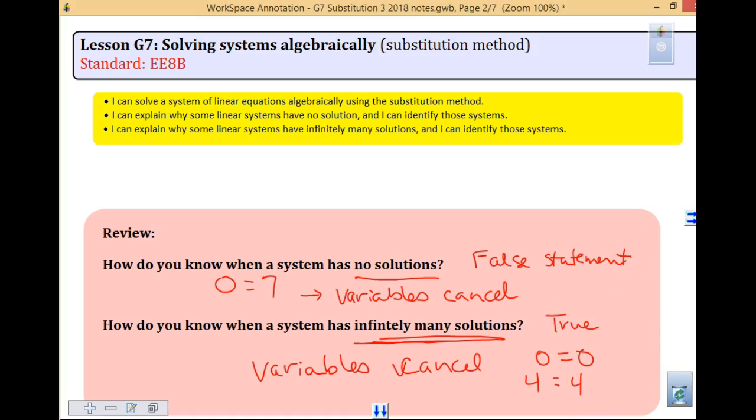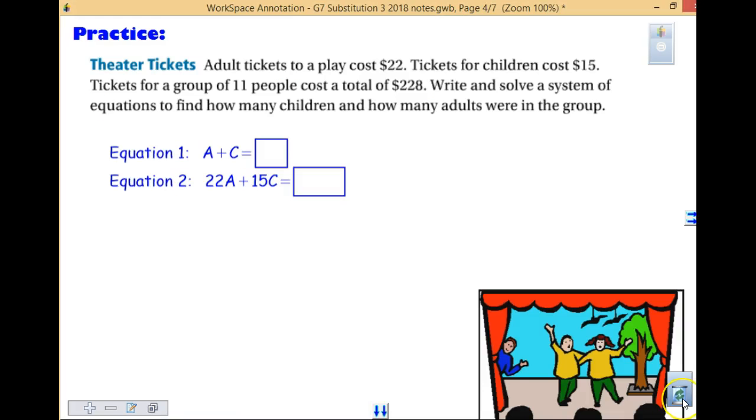Okay. So turn to that next page where it says theater tickets. Haley, would you read that? All tickets to the play cost $20. Tickets for children cost $15. Tickets for 11 people cost a total of $248. Write and solve a system of equations to find how many children and how many adults are included.